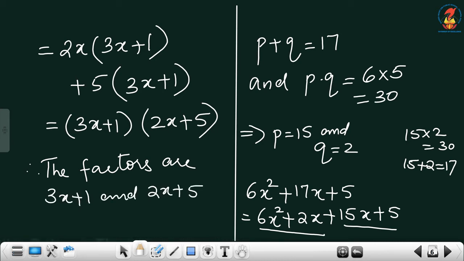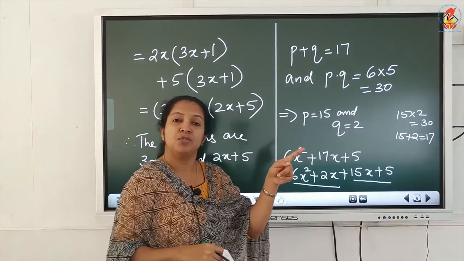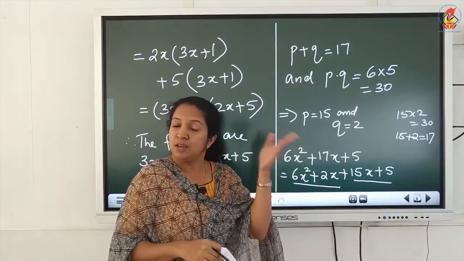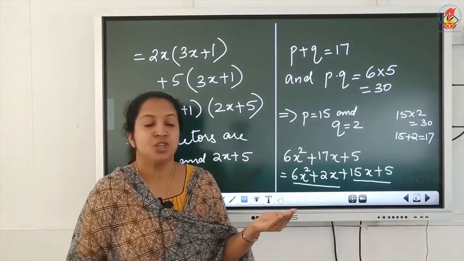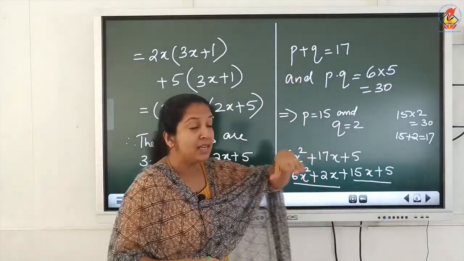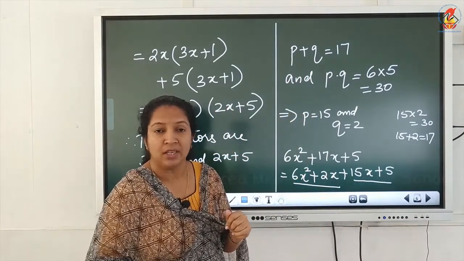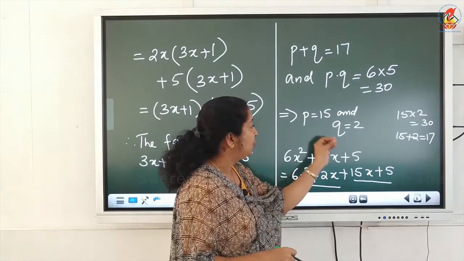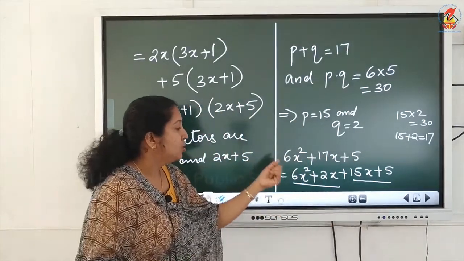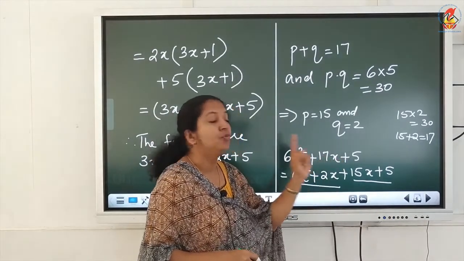So, the question is, factorize 6x square plus 17x plus 5. Factorize means find the factors of the given polynomial. Here we are using splitting the middle term. For this, we have identified two numbers P and Q such that P plus Q is equal to 17 and P into Q is equal to 30. So, we are getting it as 15 and 2. Then we are splitting the middle term as 2x plus 15x. We have written 17x as 2x plus 15x.